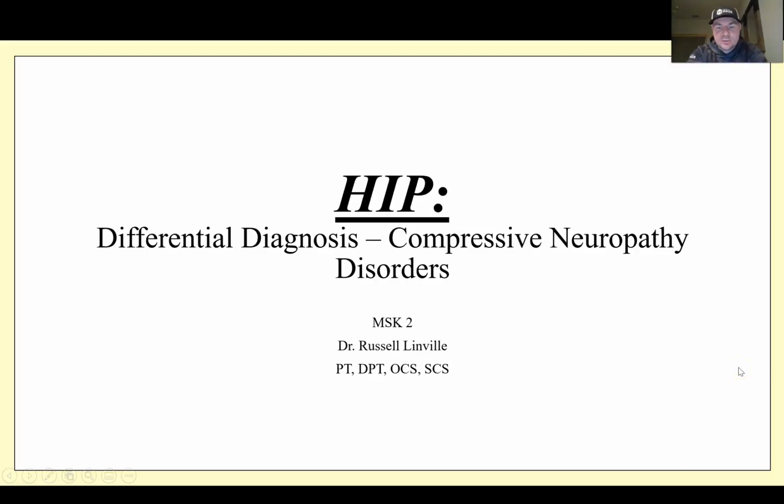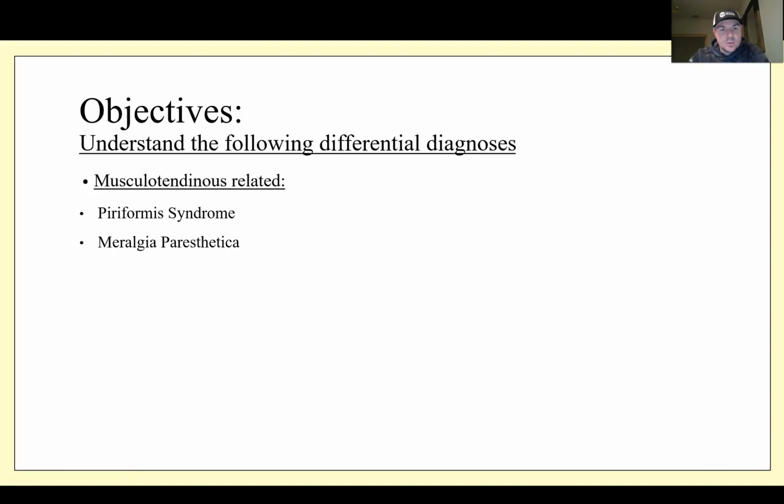All right, guys, this is differential diagnosis of the hip, compressive neuropathy disorders. Let's get into it. We're going to start looking at two main ones that are actually hip generated. A lot of the things we think about for neurological symptoms of the leg start in the lumbar spine and travel downward. The knee and the foot and ankle also have some compressive neuropathy areas. The hip, not so much.